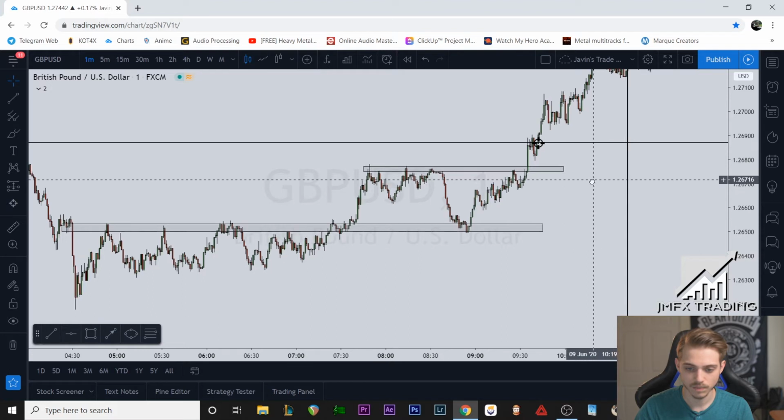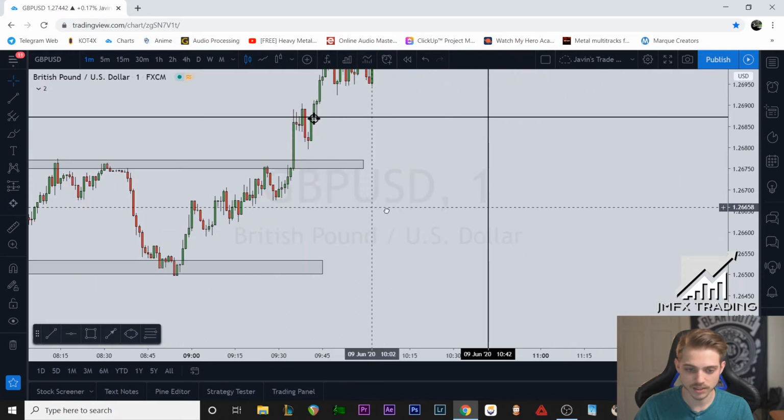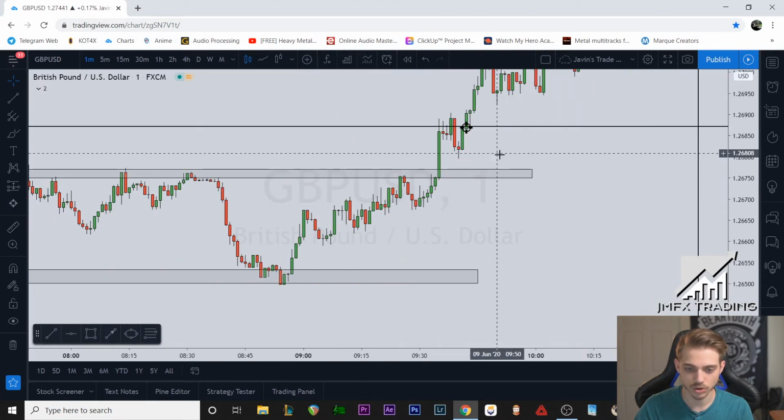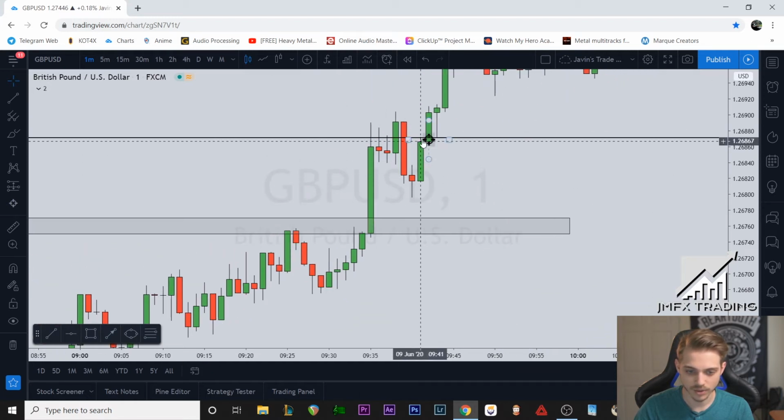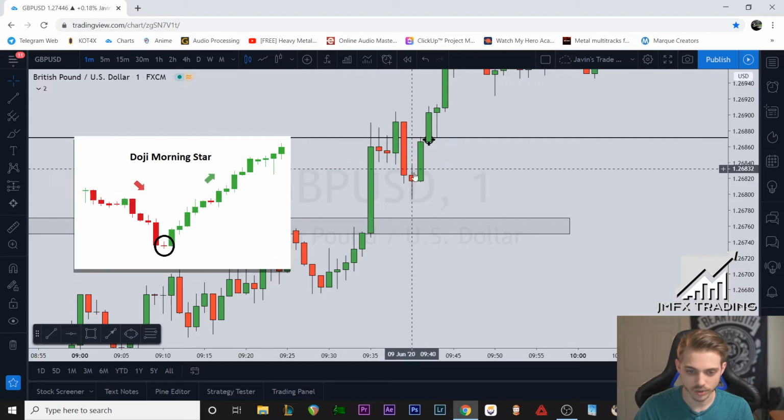But I noticed that this level right here was produced, so I went ahead and marked up this level right here, and then you can see how price didn't exactly come down and retest it as strong as I'd like. But if we zoom in and look closely, we can see that we do have this pattern right here. So this is the reason why I took this trade.